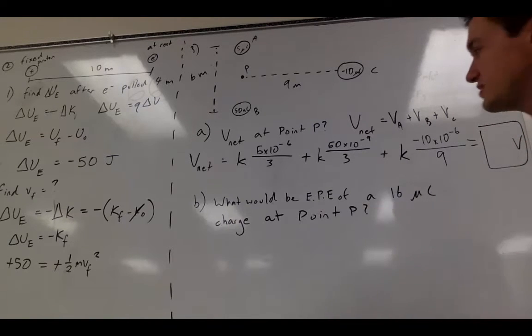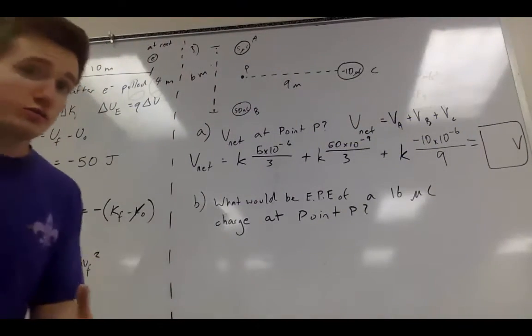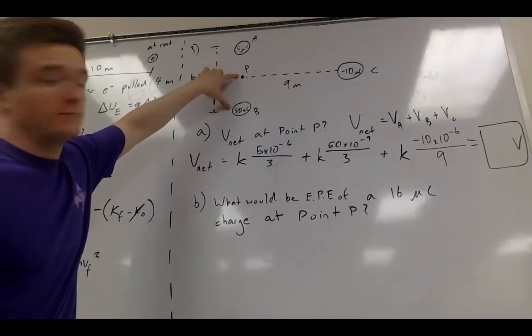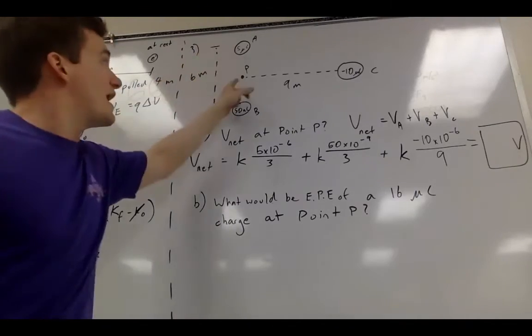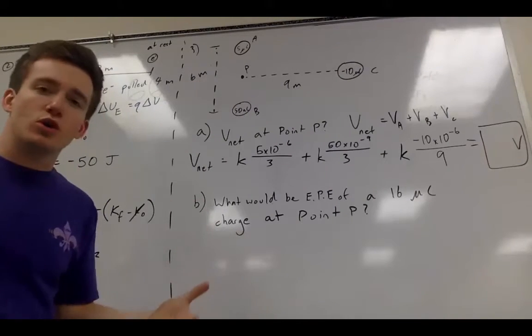Well, then we get to what would the electric potential energy be, blah, blah, blah, blah. You could go through and say you have that pair, and that pair, and add them all up. But that would be insane. You've already done almost all the work you need to.